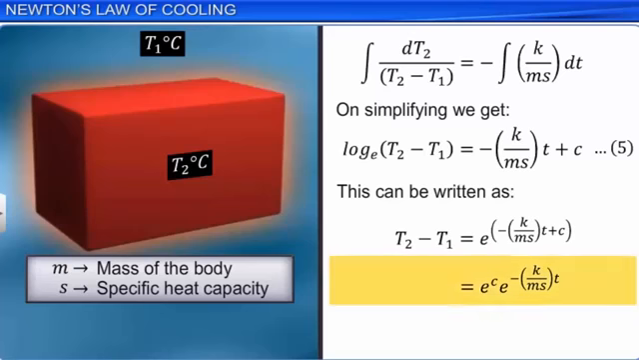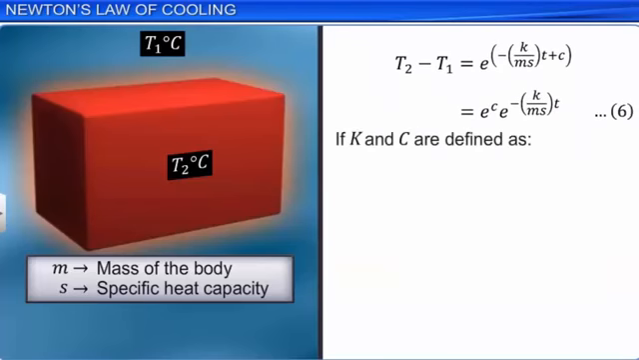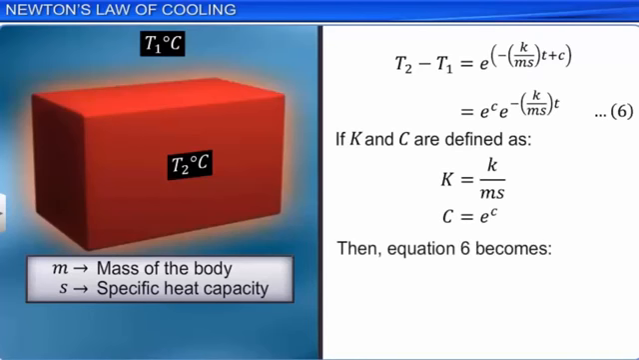If we define K equal to K by MS and C equal to e raised to the power C, then equation 6 becomes T2 minus T1 is equal to C into e to the power minus KT, or T2 is equal to T1 plus C into e to the power minus KT. Let this be equation 7.